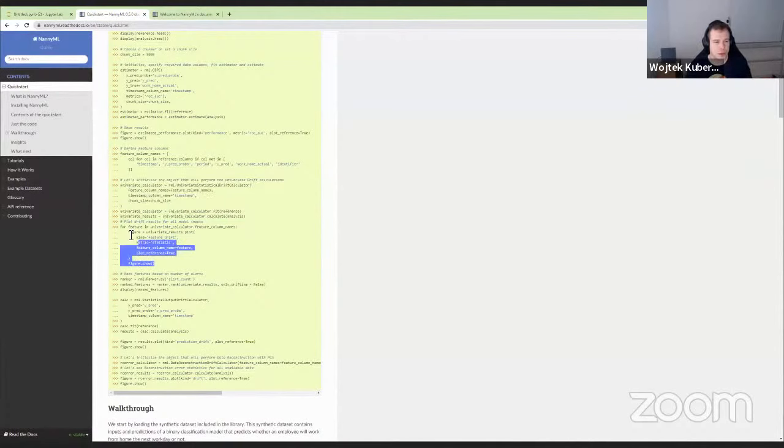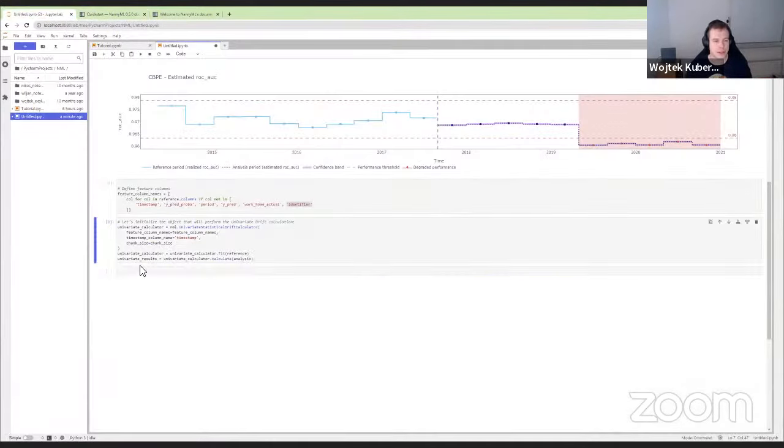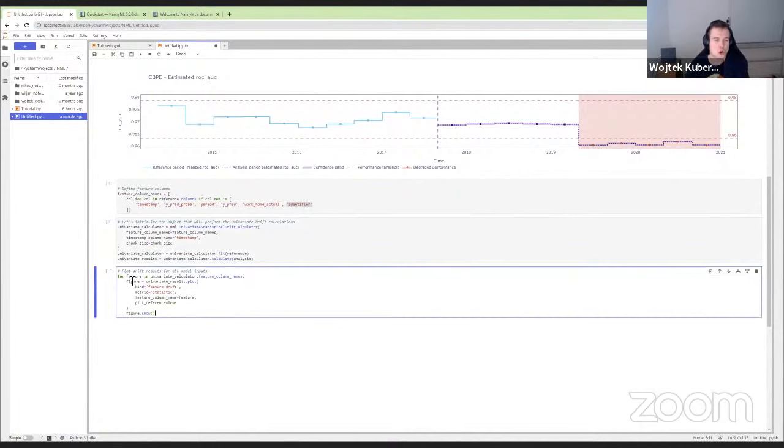And let's take a look at it for every single feature. So we're going to loop through all the features that are in feature column names. So you don't have to remember those. You'll just look at the object, and one of the properties of this object is just feature column names. So the features for which we actually calculated drift. And we're going to plot it using a pandas or seaborn style interface.